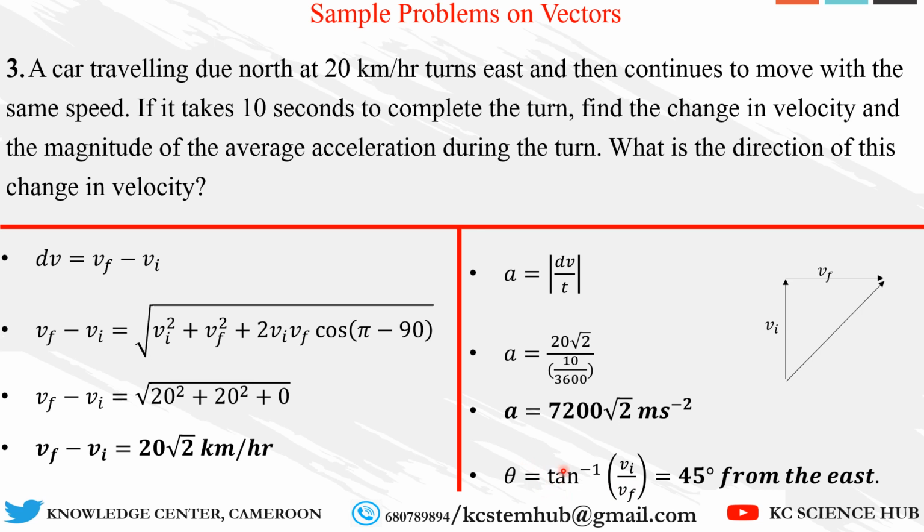All right, so our theta then will just be tan inverse of V initial over V final, which is 45 degrees from the east, right? So this angle like that will be tan inverse of this over this, which is 45 degrees. That's from the east. Good.